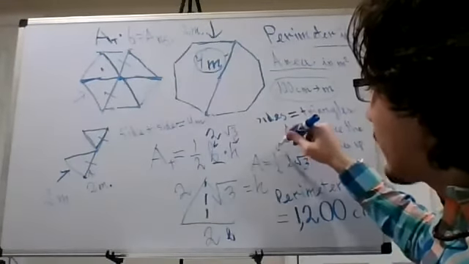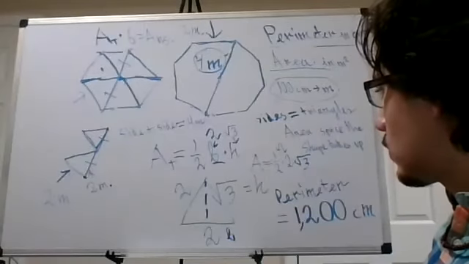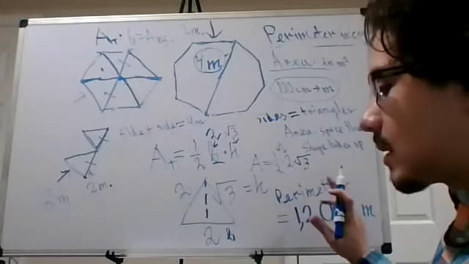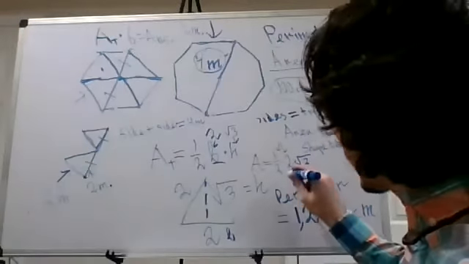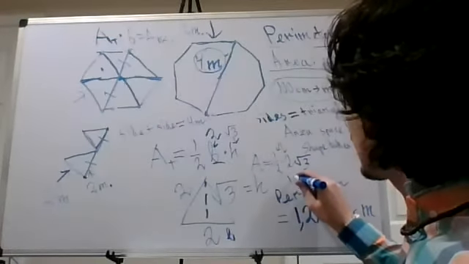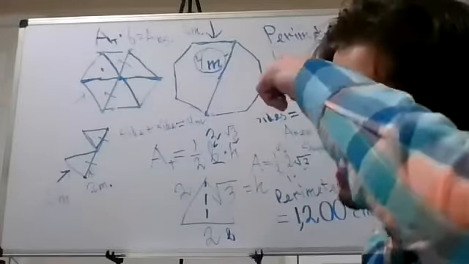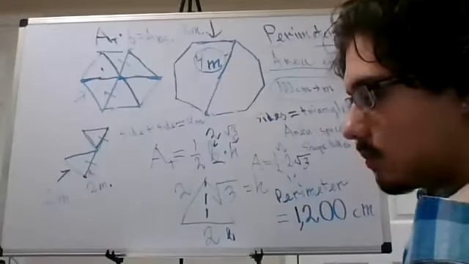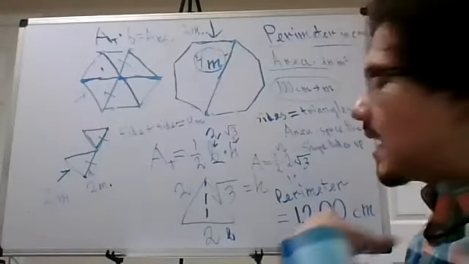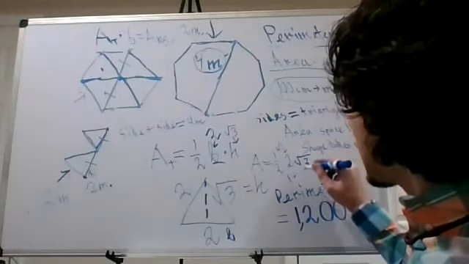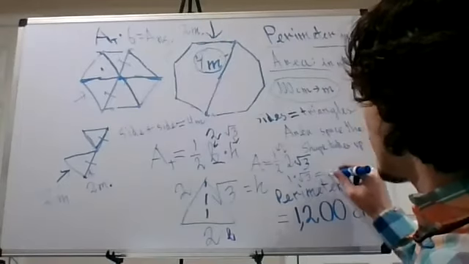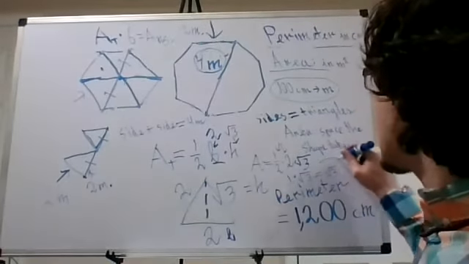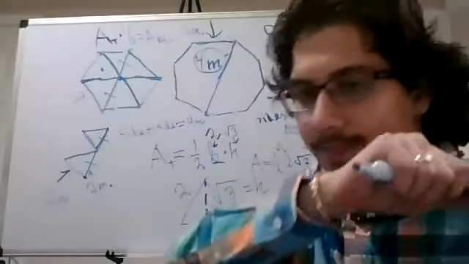Mr. Nathan, what is 1/2 times 2? 1/2 times 2. Yes. 1. And Mr. Nathan, what is 1 times anything? Anything. Exactly. So 1 times anything, which in this case is square root of 3, 1 times the square root of 3 is the square root of 3. So this is our area of a single triangle. Thank you, Mr. Nathan. You're welcome, sir.